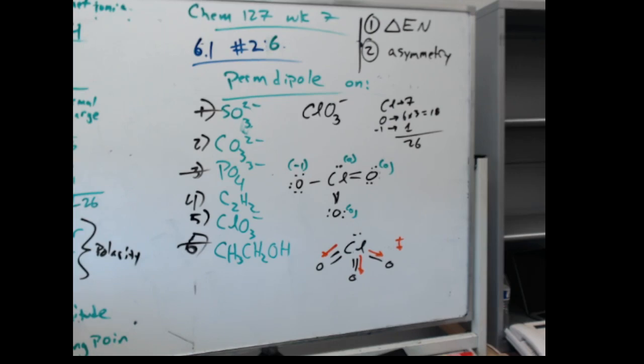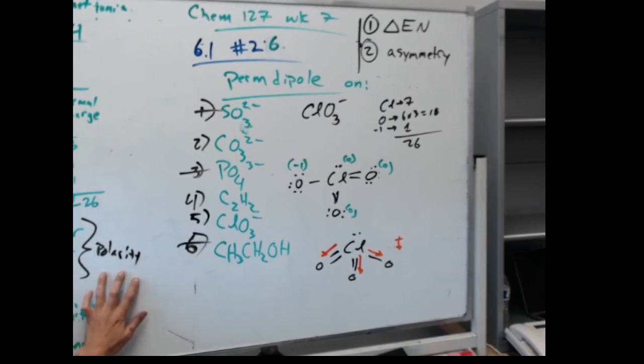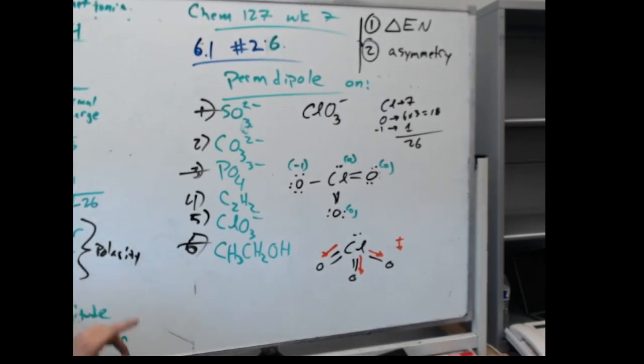Good. So this kind of covered a lot of the concepts we wanted to talk about: the difference in electronegativity, the molecular shape, this idea of polarity, looking at bond dipoles to get permanent dipole moments. It was also covering number 26. Any other details we want to talk about in that collection of ideas?